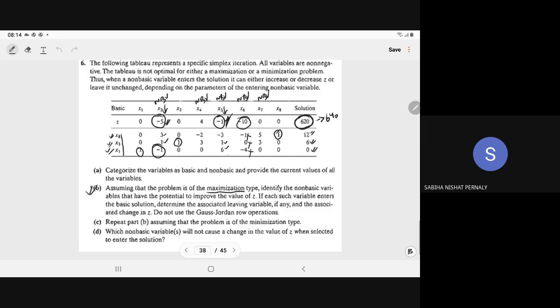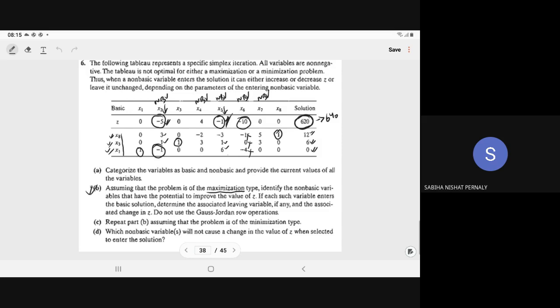Now repeat part B, assuming the problem is of minimization. So when the problem is of minimization, what will happen? The variables whose z coefficients are positive have the capacity.